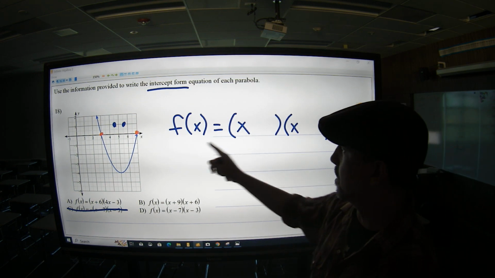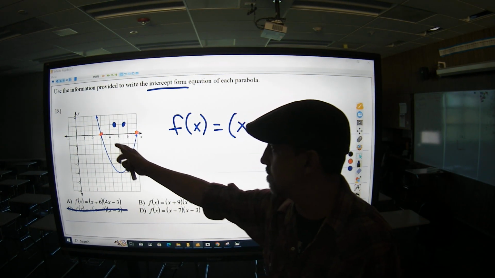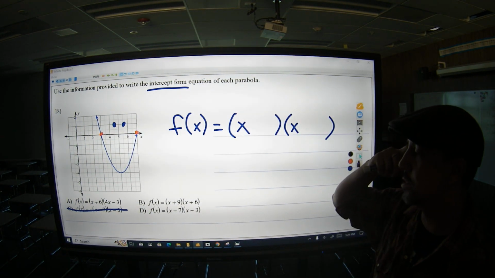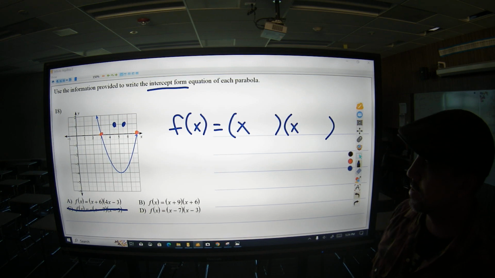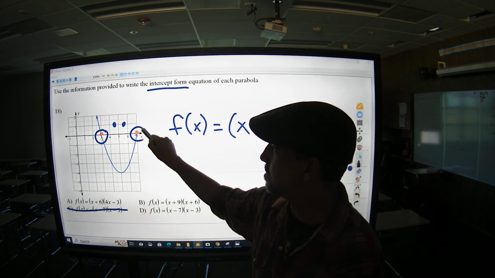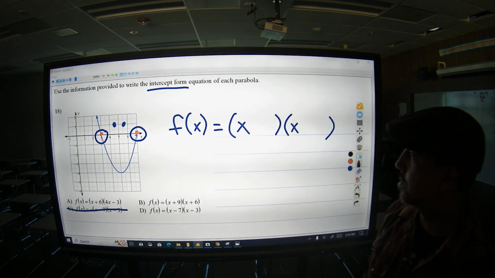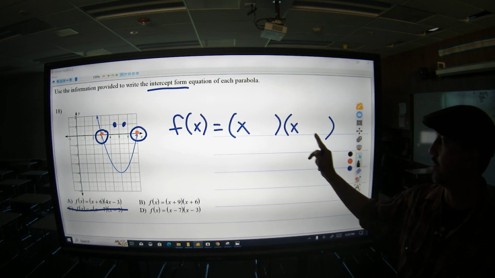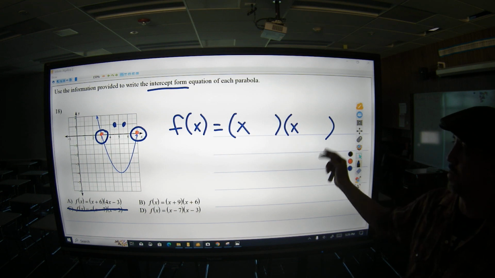For now, we understand that the factored form, or the intercept form, makes it easy for us to see where the graph crosses the x-axis. In this case, I see that the graph crosses the x-axis at positive 3 and negative 7. I'm sorry, positive 7.